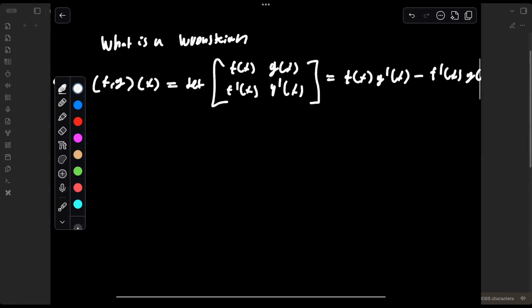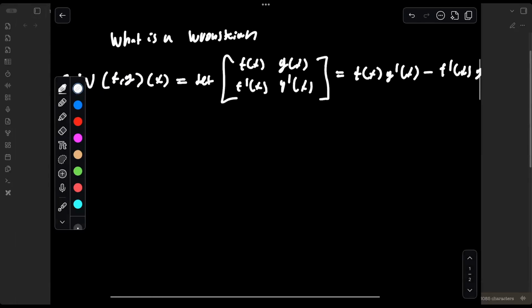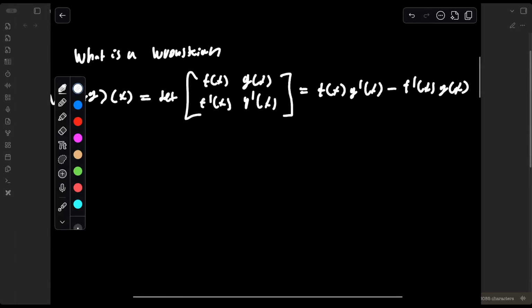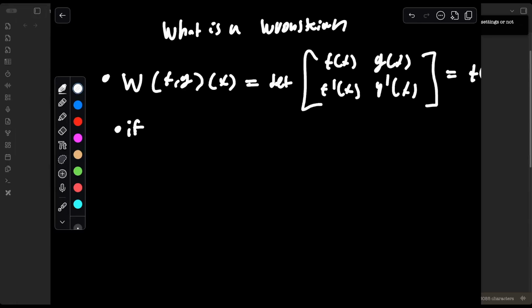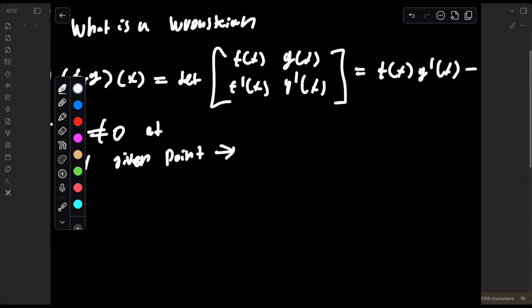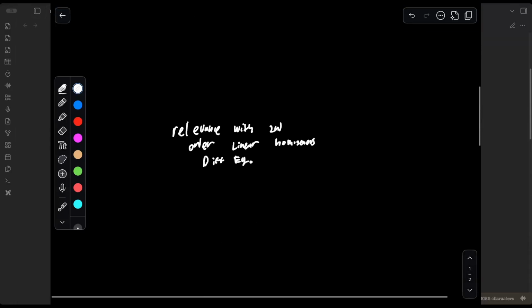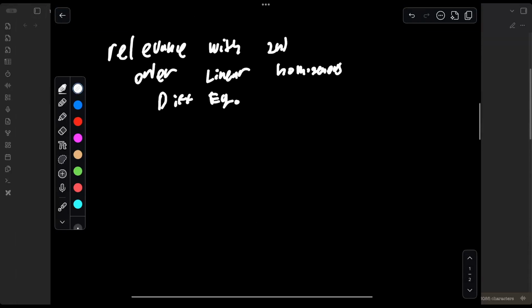Now, if the output of this Wronskian is not equal to 0 at any point, then this shows that f and g are linearly independent. If the output is equal to 0, then they are linearly dependent. So if W is not equal to 0 at any given x, then f and g are linearly independent.